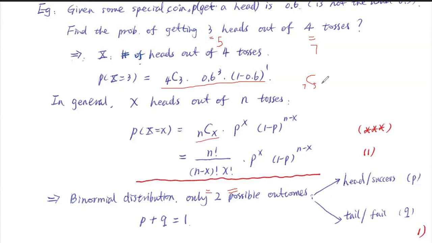And then what? Continue to multiply times 0.6, P to the power of which power? 5. Right, exactly. And then we are using 1 minus P, that's 1 minus 0.6, to which power? The n minus x, which is 7 minus 5. Exactly. You see, which is equal to 2. So in other words, if I ask you to find the probability of 5 heads out of 7 tosses, I can tell you the answer right away.